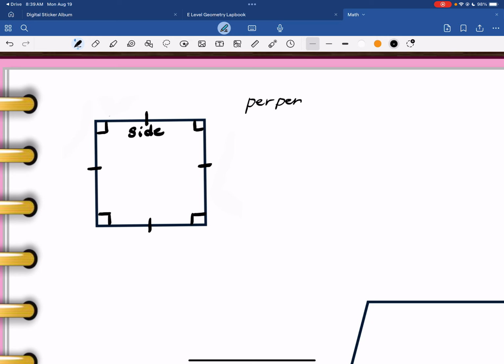Perpendicular means that they intersect at 90-degree angles. That is a vocabulary word. This is called a square. A square is a quadrilateral with equal sides. So perfect squares are not as common as rectangles.